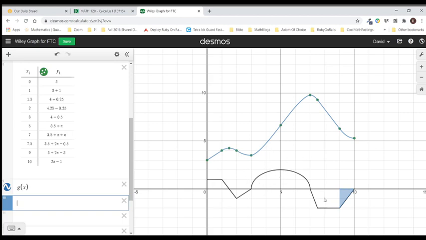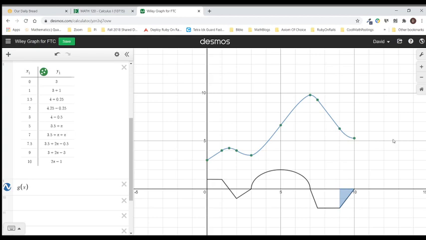Remember, this is the graph of the derivative here. When the derivative is decreasing, the original function is concave down. When the derivative is constant, the function is linear. And finally, when the derivative is increasing, the original function is concave up. So you can see how we get the graph.